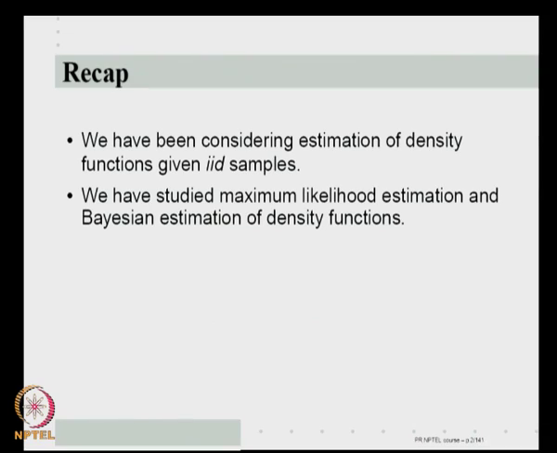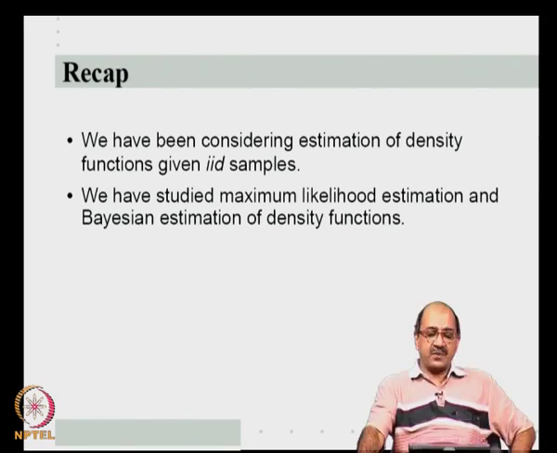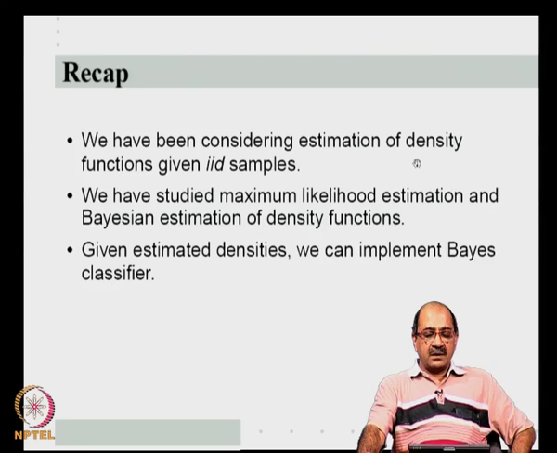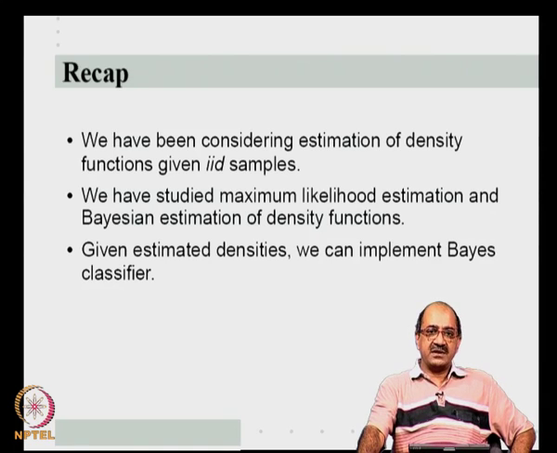So, to briefly recall what we have been doing in the last few classes, we have been considering estimation of density functions given IID samples from the density. We studied maximum likelihood estimation and Bayesian estimation of density functions. For all the standard density functions, we have seen how to compute the ML estimates as well as the Bayesian estimates. The idea is that given the estimated densities, we can implement the Bayes classifier with the estimated densities.